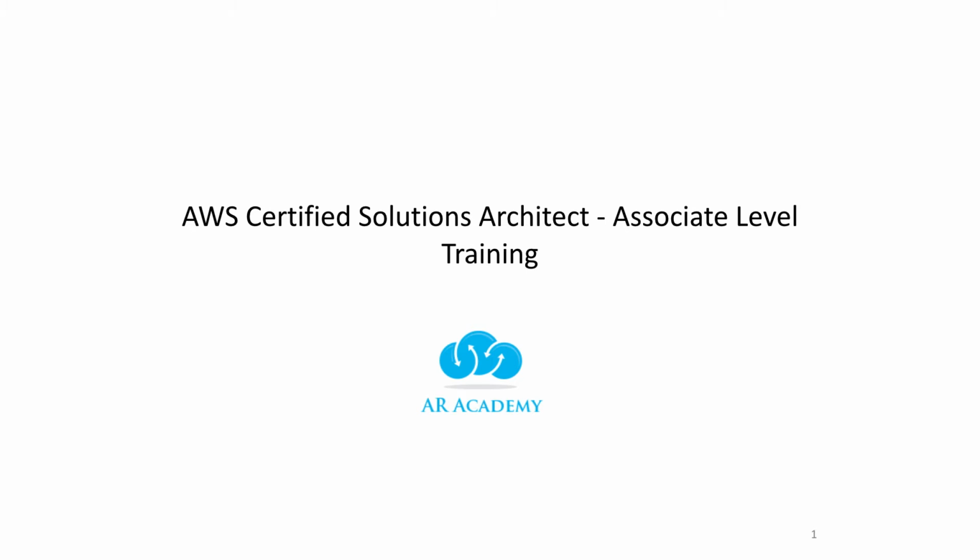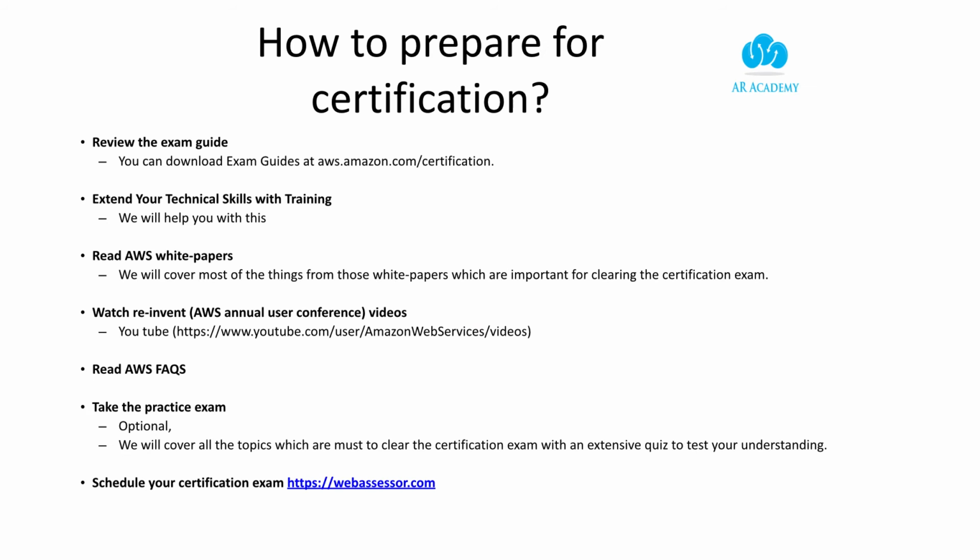So let's look at how to prepare for the certification. Well, the first step is to review the exam guide from Amazon. You can find it at aws.amazon.com/certification to understand what exactly this certification is and setting the right expectations. Then comes the technical skills needed to clear the certification. And this course is all about making you familiar with the AWS world and give you enough knowledge to become an AWS certified solutions architect.